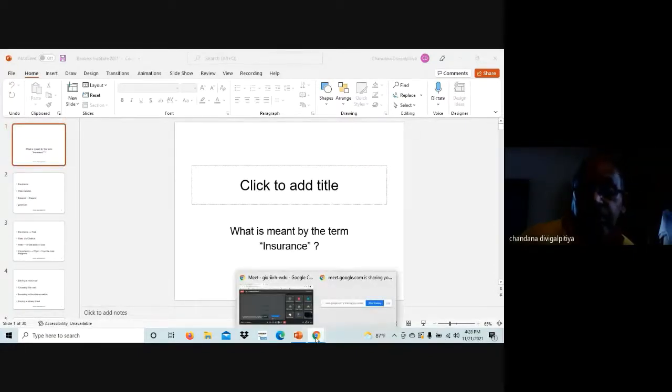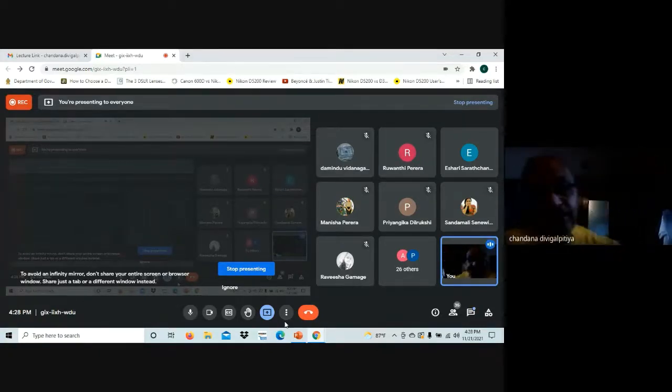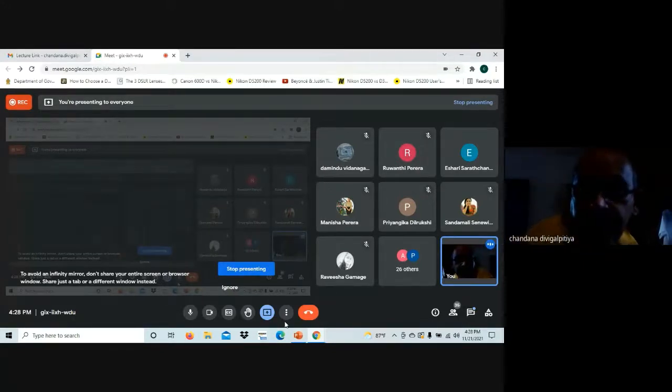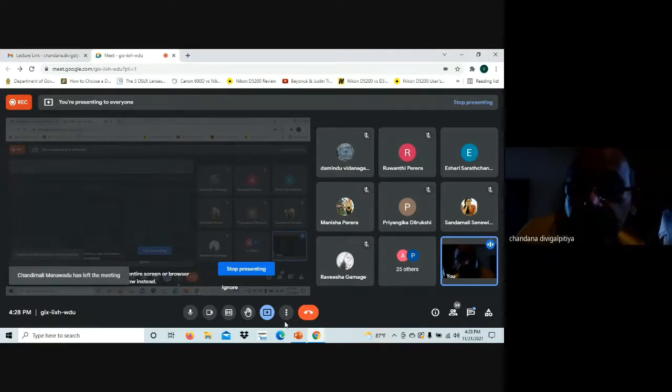Right. Nothing much to be done. It's basically a large area of insurance which I just made in a very simple way for all to understand about insurance. Before I wind up, any areas you all want to question?